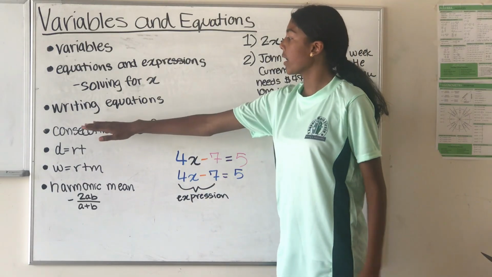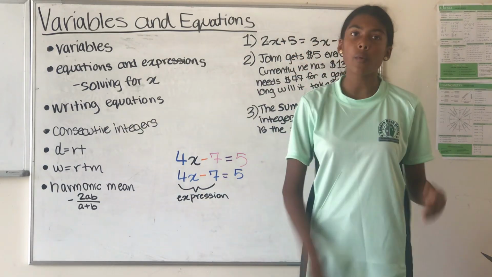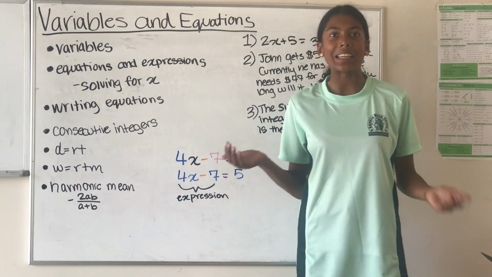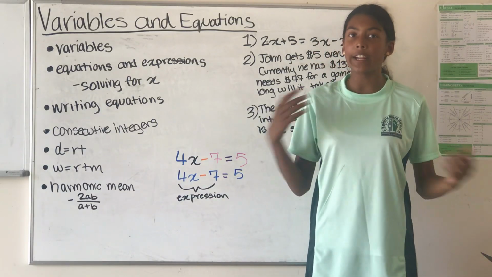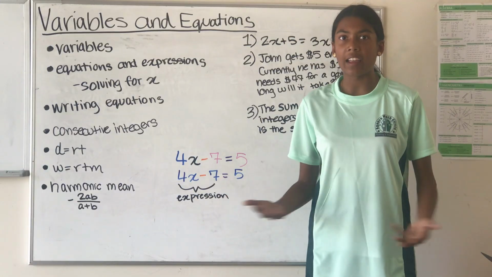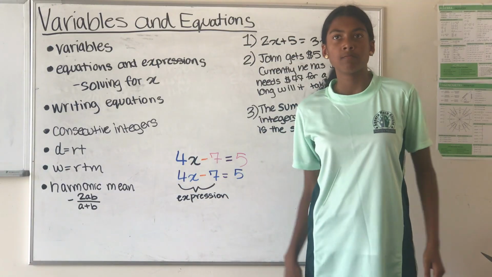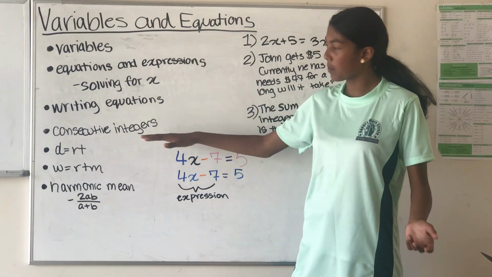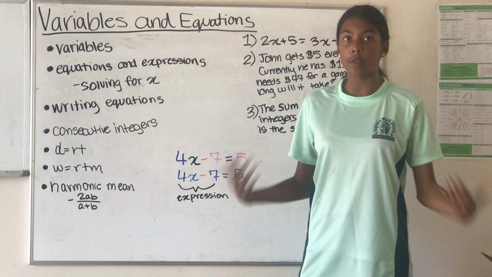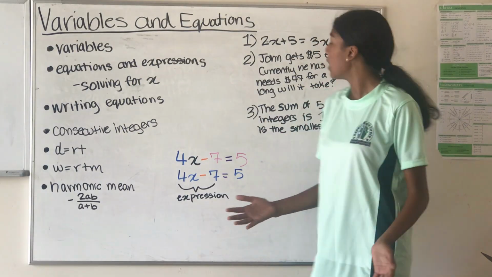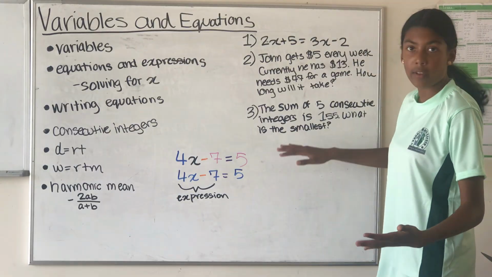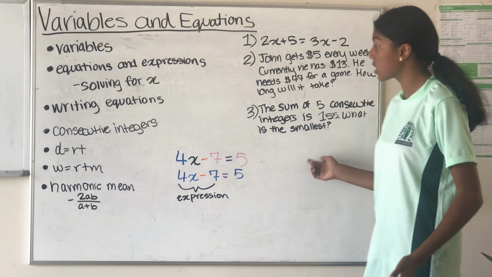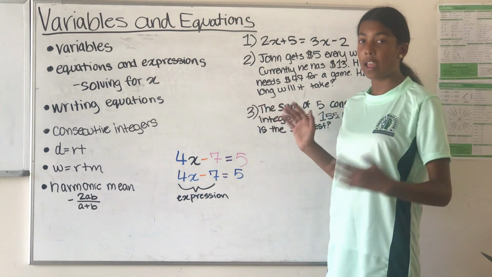So when we're writing equations, we want to make note of our common words that indicate an operator, such as added to, divided by, each, stuff like that. And then there's consecutive integers, and there's a specific way you solve problems, like if you were given the sum of 5 consecutive integers is 155, what is the smallest? We'll get to how we do that in a bit.